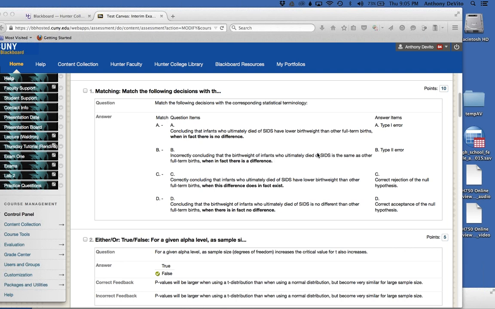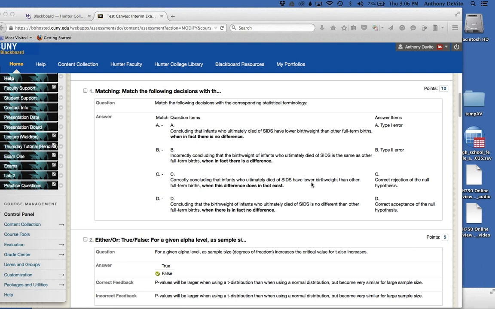Incorrectly concluding that the birth weight of infants who ultimately died of SIDS is the same as other full-term births, when in fact there is a difference. Well, you failed to reject the null hypothesis because you've concluded that the birth weights are the same, but there is a difference.